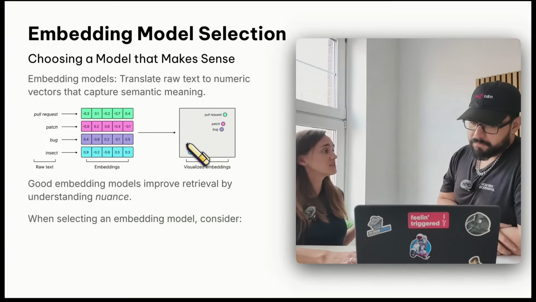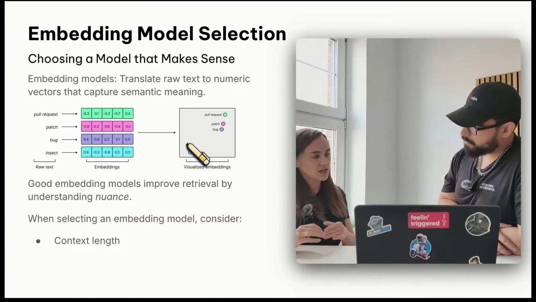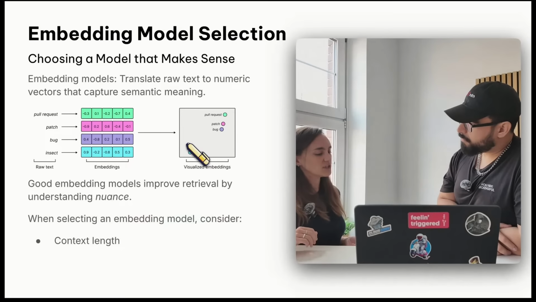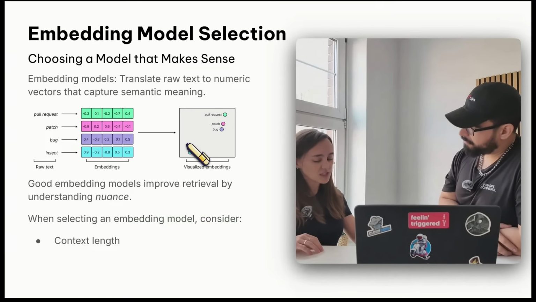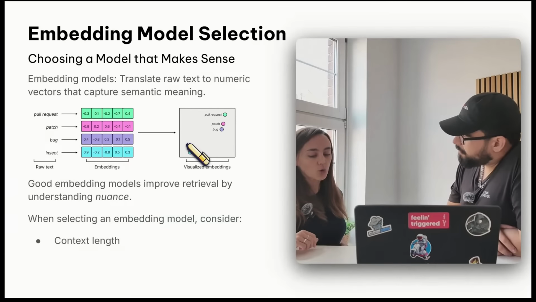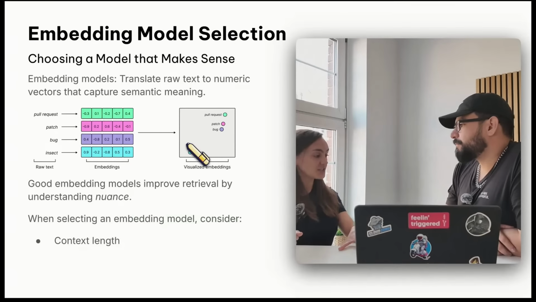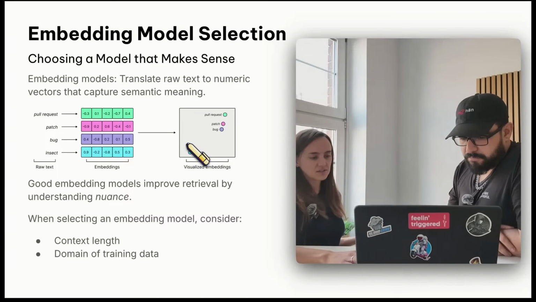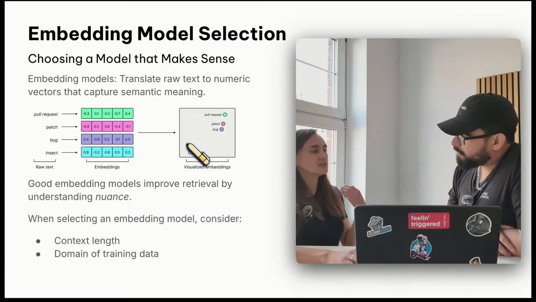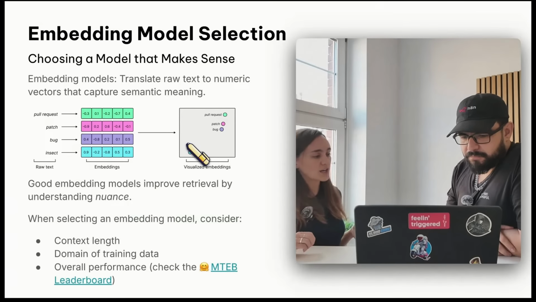And when you're choosing an embedding model, you really want to consider context length. Just like generative LLMs, embedding models have context windows as well. Sometimes an embedding model will only take the first 2,000 tokens in a text, and the rest it can't receive. So that's something you want to think about. Then the domain that the model is trained on, like I said, medical, financial, legal, and you also want to keep in mind the overall performance of the model.